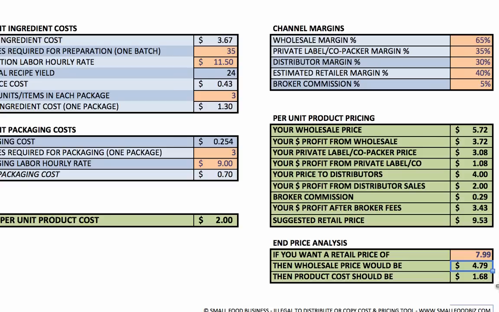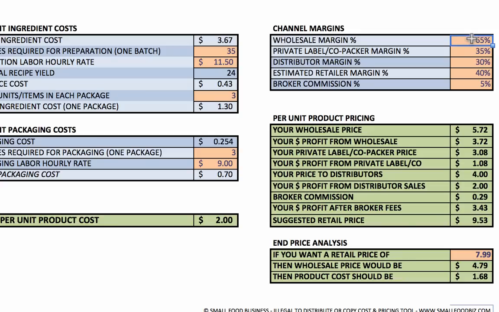So this enables you to do one of two things. First is you can say, okay, if I feel comfortable with my margins, I can then take this $1.68, where it's telling me that my product cost should be $1.68, and I can go back and see how I can revise my recipe so that I can get my cost down to this $1.68. Alternatively, you might say, well, in order to have a retail price point of this, maybe I need to change up some of my margins.